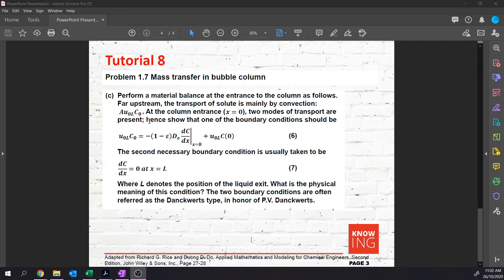And for part C, perform a material balance at the entrance of the column as follows. Far upstream, the transport of solute is mainly by convection, and at the column entrance, x equals 0, two modes of transport are present. Hence show that one of the boundary conditions should be this, and the second necessary boundary condition is usually taken to be this, where L denotes the position of the liquid exit. What is the physical meaning of this condition? The two boundary conditions are often referred to as Danckwerts type, in honor of P.V. Danckwerts.